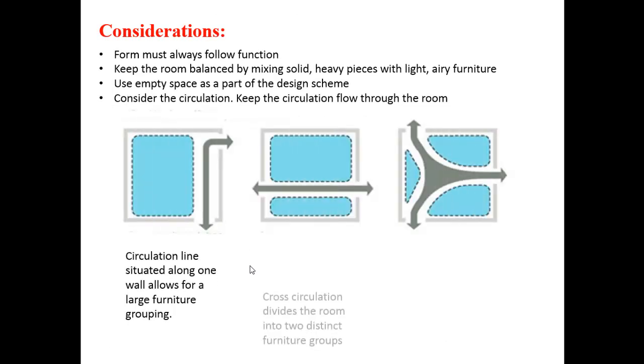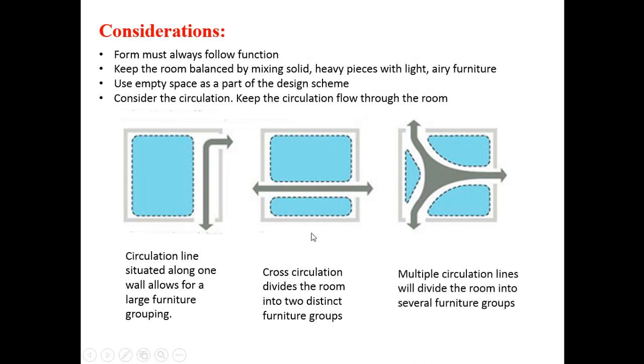Considerations when we need to arrange furniture in our living room and salon. Form must always follow function. You must know that form must always follow function. The function of the space is the most important. Don't pay attention to form first, but to function. Keep the room balanced by mixing solid heavy pieces with light airy furniture. Use empty spaces as a part of the design scheme.